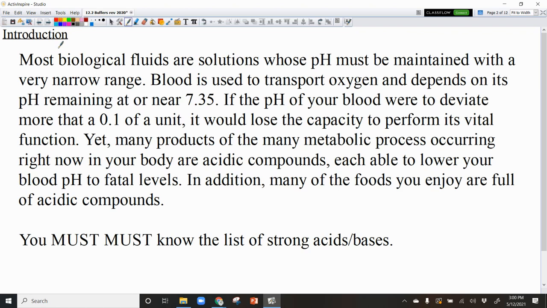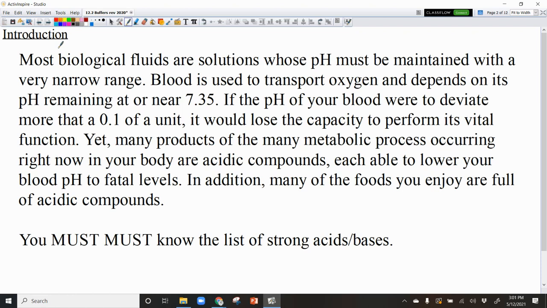Many of the products of the metabolic process that are occurring in your body right now are acidic compounds. Each is able to lower your blood pH to fatal levels if you didn't have a buffer in your blood. And foods that we enjoy eating are full of acidic compounds like lemons and tomatoes and hot sauce and things like that. So if our blood didn't contain some kind of buffering solution in it, then it would definitely change our blood more than 0.1, and that would be fatal. Okay, so we couldn't live without our blood being a buffer.